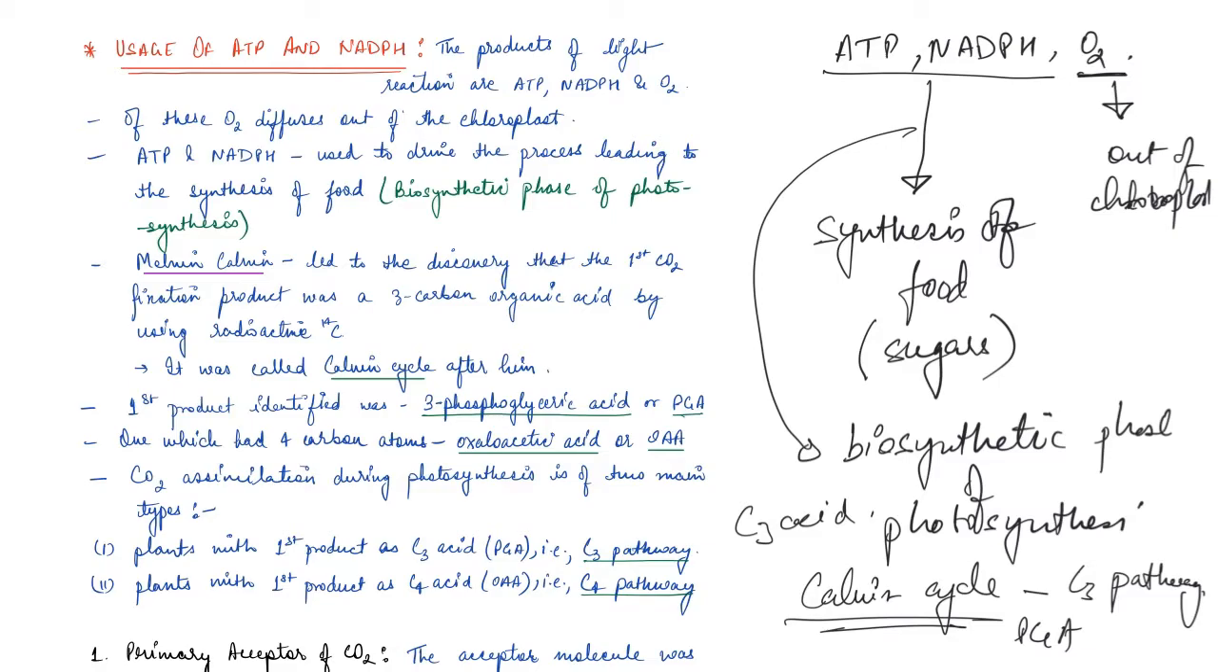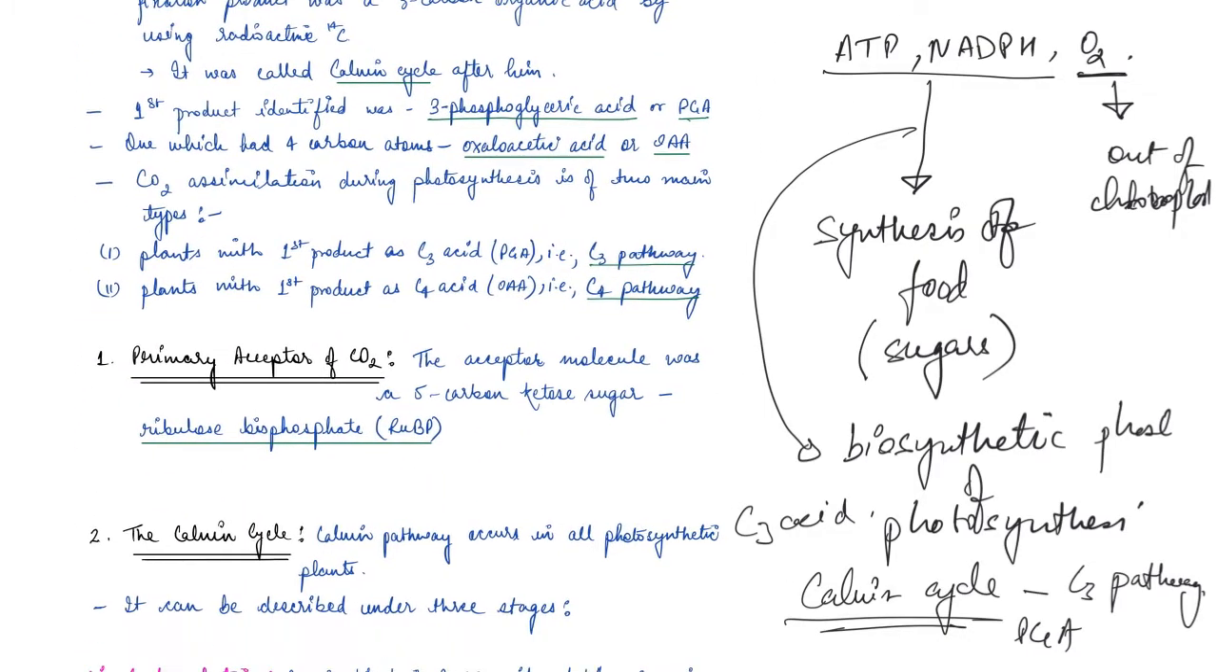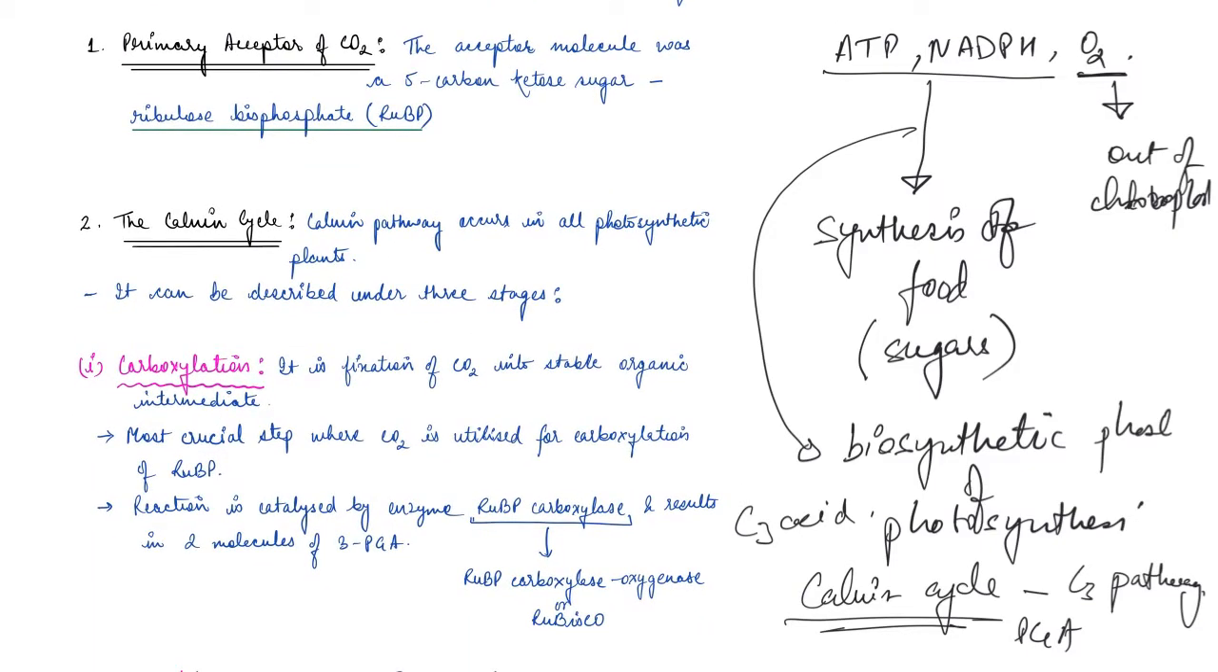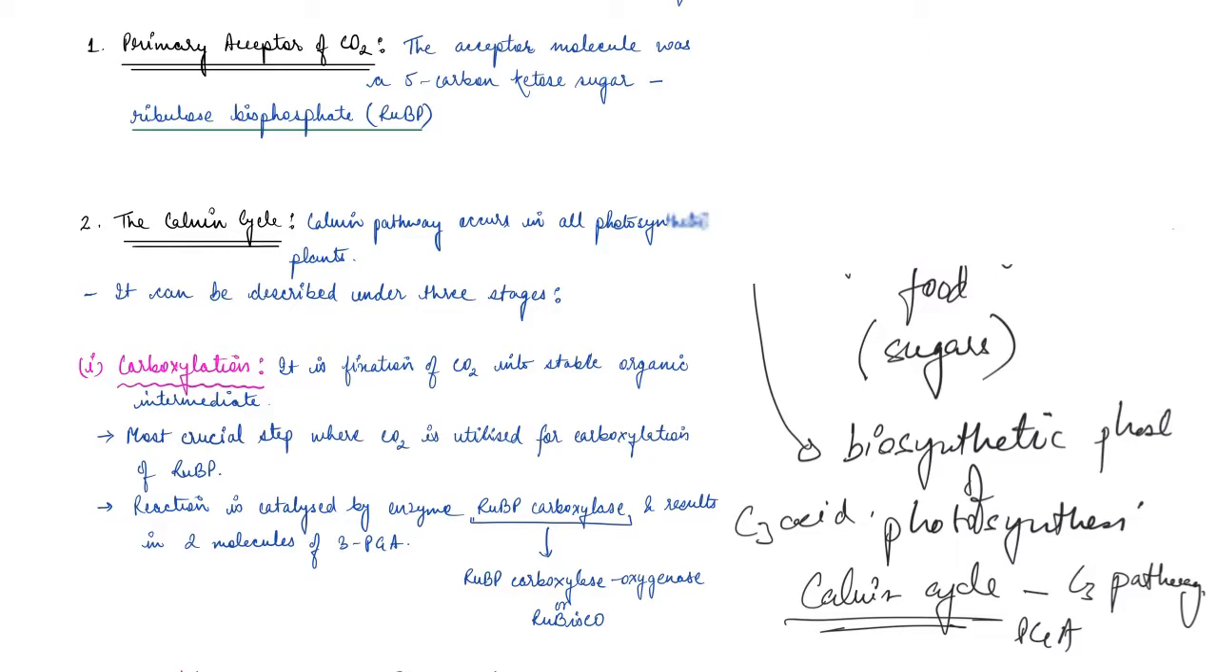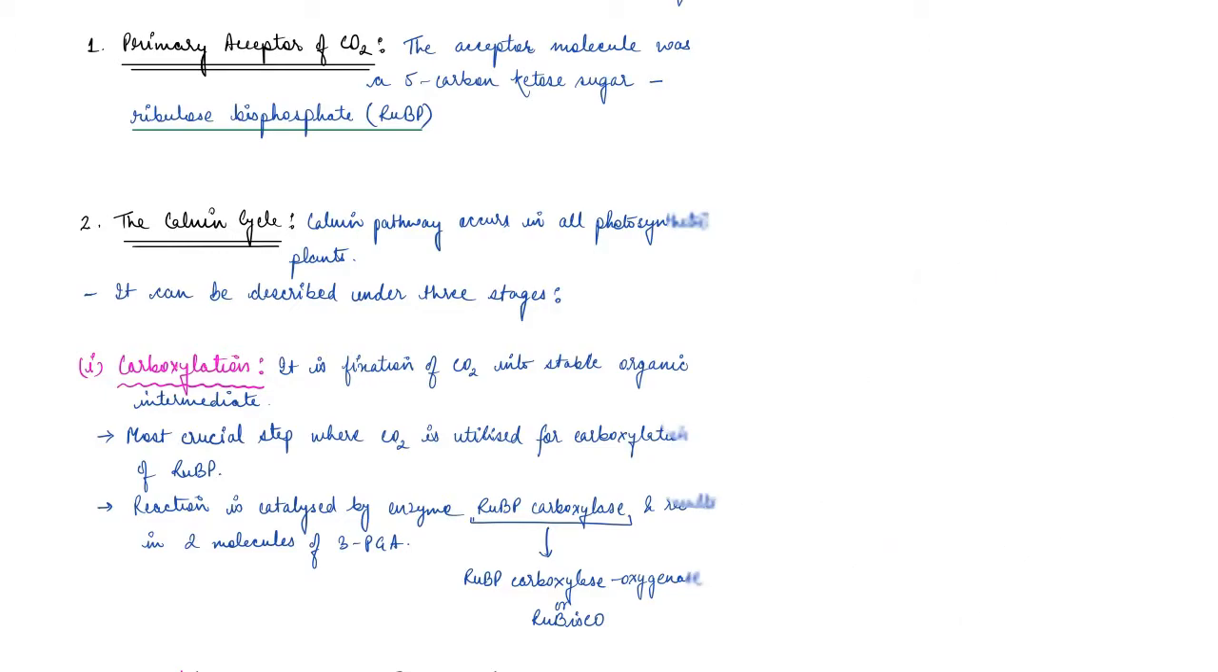Now what is the primary acceptor of carbon dioxide? Here we'll have to understand that as well, right? So basically if you see here, the carbon dioxide acceptor molecule was a 5 carbon ketose sugar. The molecule is a 5 carbon ketose sugar, and it is known as ribulose bisphosphate. In short, RuBP. Right? So this is the particular acceptor molecule of carbon dioxide.